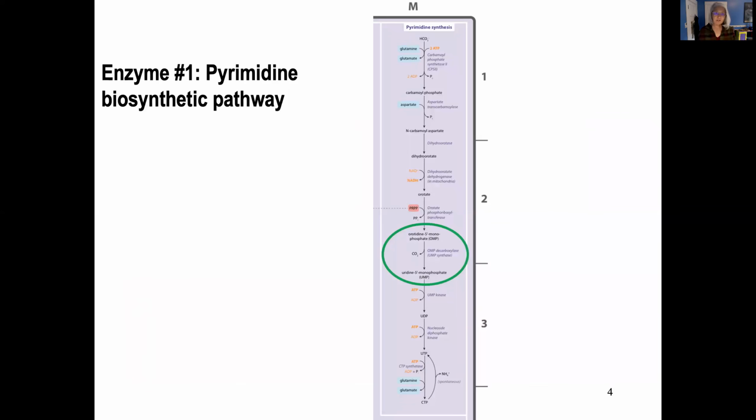So let's start off talking about an enzyme in the pyrimidine biosynthetic pathway. This is in the purple region of the metabolic map. And the reaction we'll talk about is here, right in the middle of the pathway. And it's a fairly simple reaction of removing a carbon dioxide from orotidine 5' monophosphate, or OMP, to make the pyrimidine UMP.